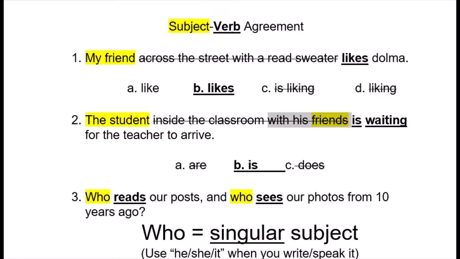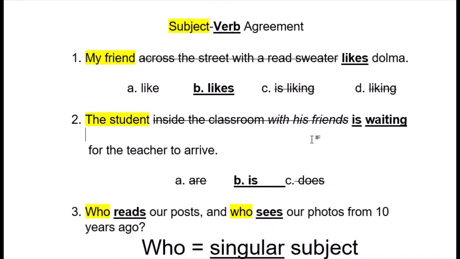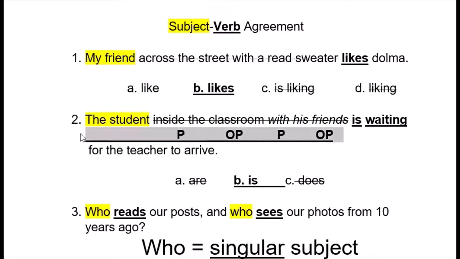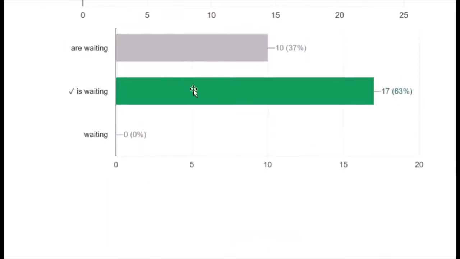"With his friends" is just a prepositional phrase, okay? So I want to make that really clear. It is not the subject of the sentence. It's just a preposition plus a noun, okay? Again, that's an example of, inside the classroom, P, OP. With his friends, P, OP, all right? So that is not a subject. These are just two prepositional phrases, all right? So that one was tricky, and it's okay. I will give you more practice later, okay?